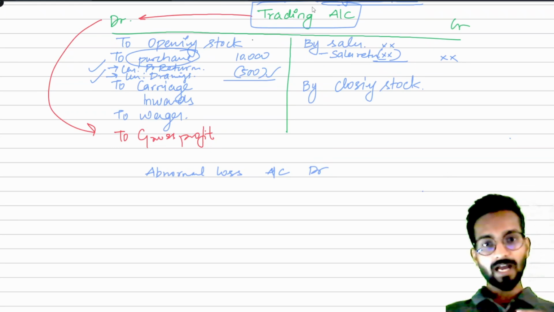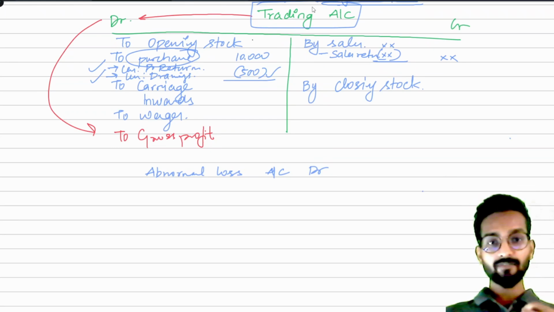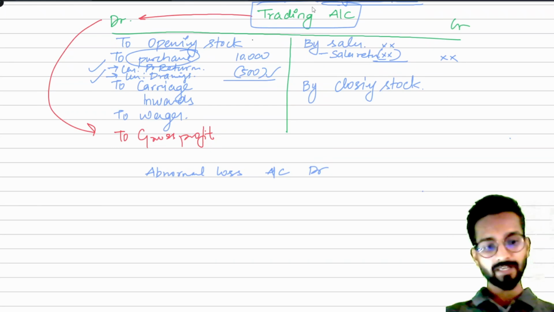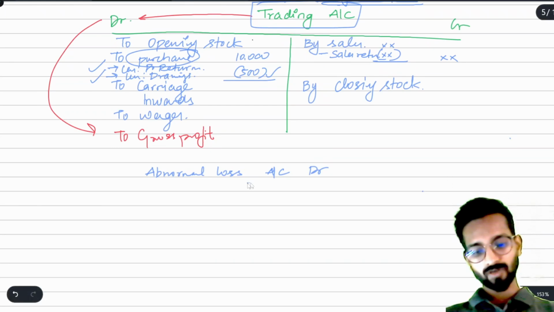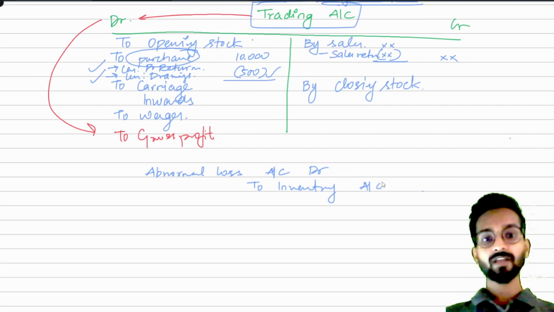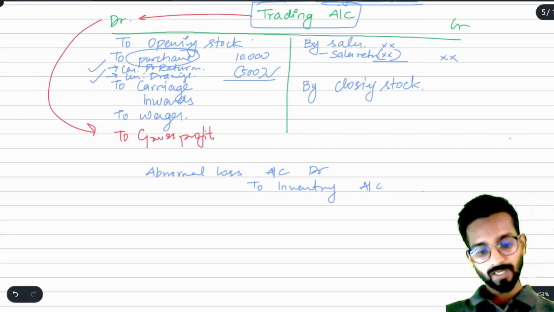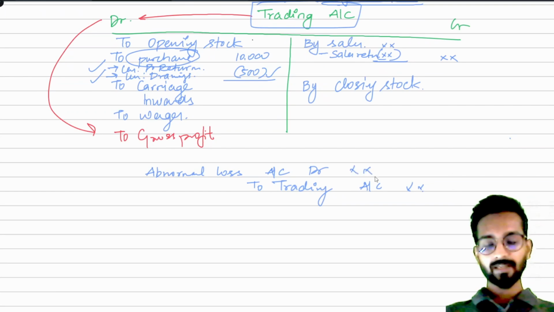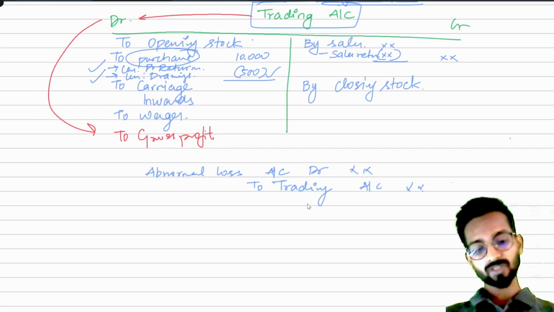Now if I tell you, I have lost my goods, I have lost the inventory. So my inventory will increase or decrease? Inventory is asset. I have lost inventory, so it should be credited. So I will write here abnormal loss account debit to inventory. But remember this, we do not prepare inventory account. What do we prepare? We prepare trading account. So I cannot write the name inventory. I will write here abnormal loss account debit to trading account. Understood? Easy.